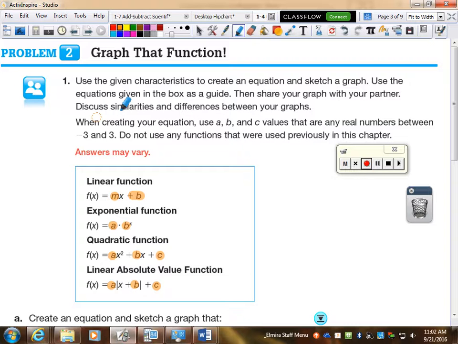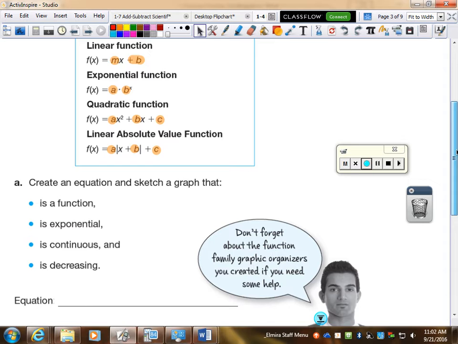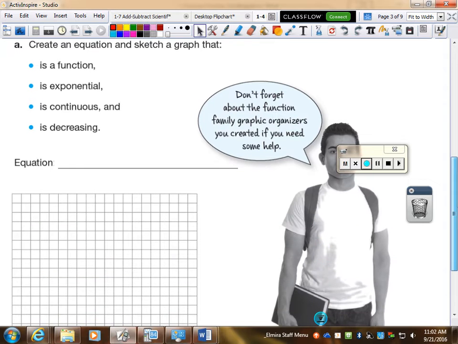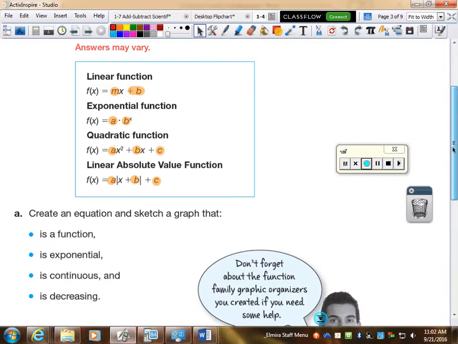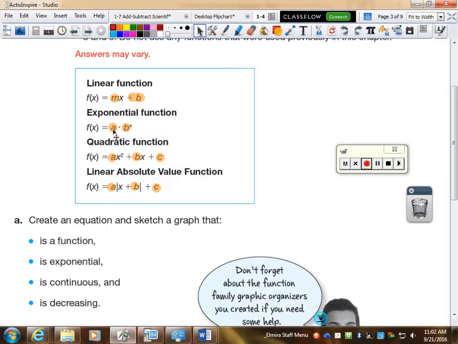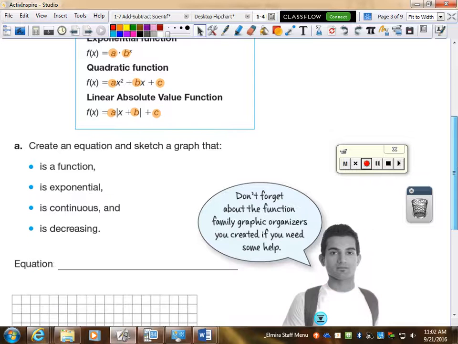So if I was doing the next part, it says in A, create a sketch of a graph that is a function. Well, that's kind of a Captain Obvious. Is exponential, is continuous, and it is decreasing. Okay, so let's see. Exponential functions, I look like this. So I'm going to start off thinking to myself, okay, f of x equals a times b to the x.